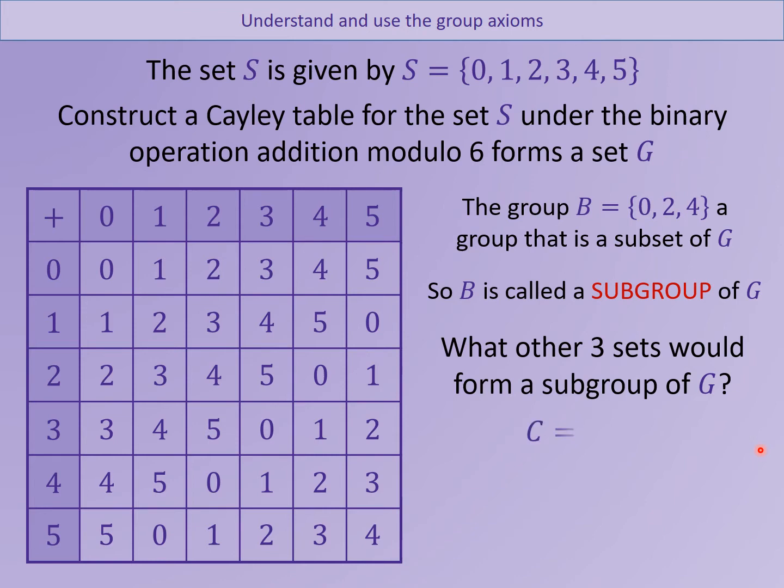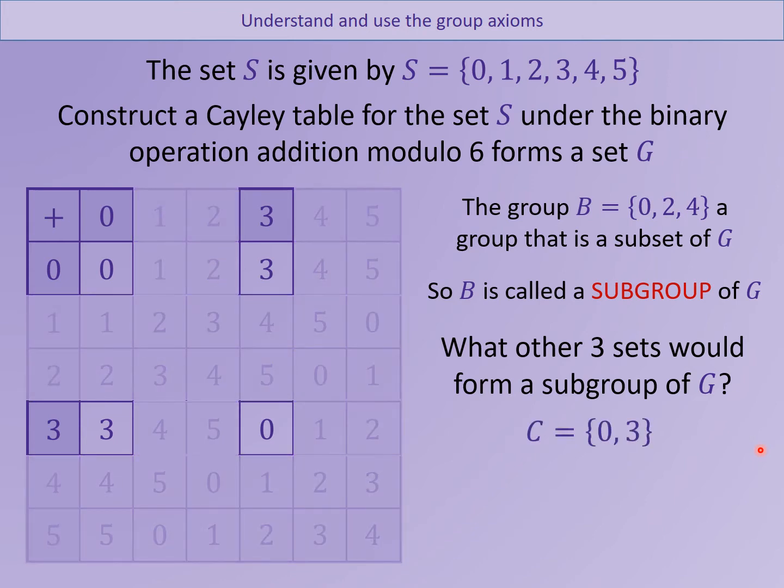Okay, so let's see how far you got then. So 0 and 3, did you spot that one? That 0 and 3 gets the results 0 and 3. It's closed, it's got an identity, 0. It's definitely associative. There's nothing wrong with that. Even though there's 3 numbers, you'd have 0 plus 3 plus 3, or 3 plus 3 plus 0 works just as well. And also, it's got an inverse. 0 goes with 0, 3 goes with 3. So that is definitely a subset which also forms a group, so it is a subgroup of G.